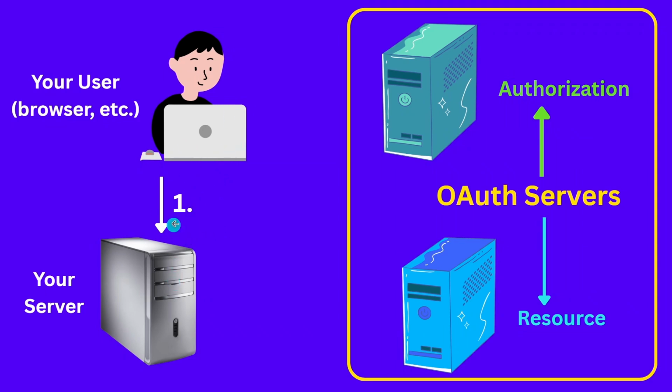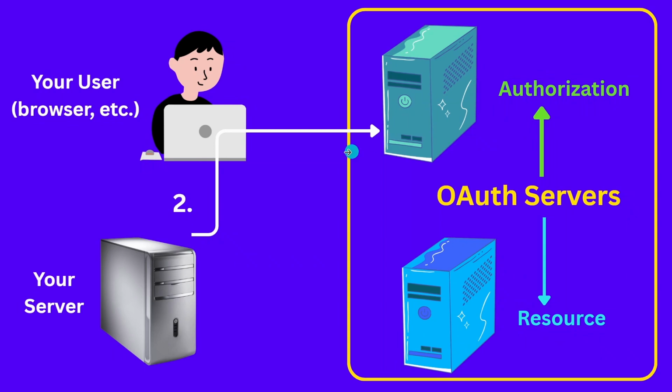And on receiving that request from the user, our server is going to generate a URL. The URL at the end is going to redirect the user to the authorization server of the OAuth provider, okay? Alongside that redirect request is going to be our client ID, which is the identifier of our application.